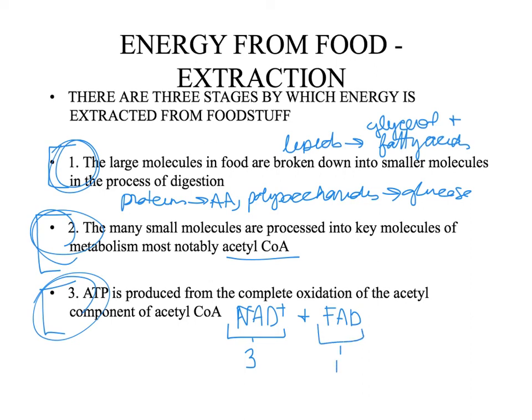A proton gradient is going to be generated through this process. That proton gradient will be used to make more ATP through the citric acid cycle and oxidative phosphorylation. So ATP is going to be produced from the complete oxidation of the components of acetyl-CoA, that acetyl portion.